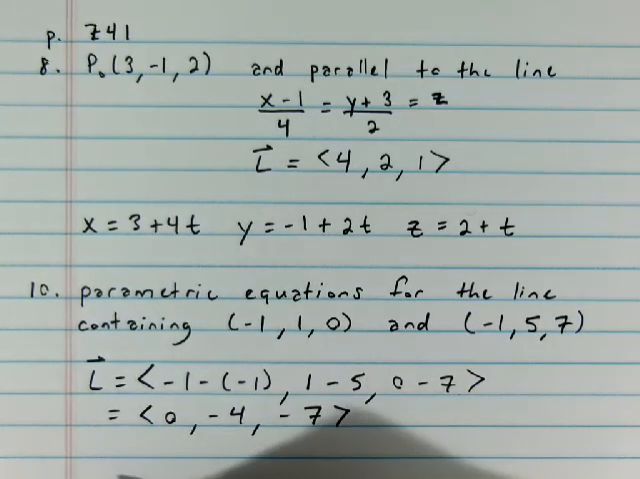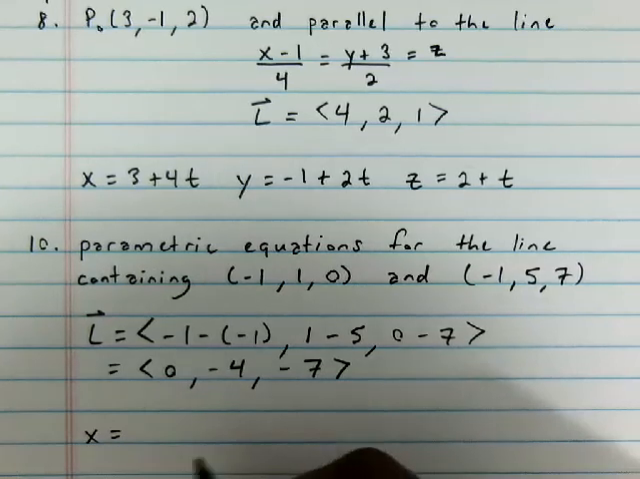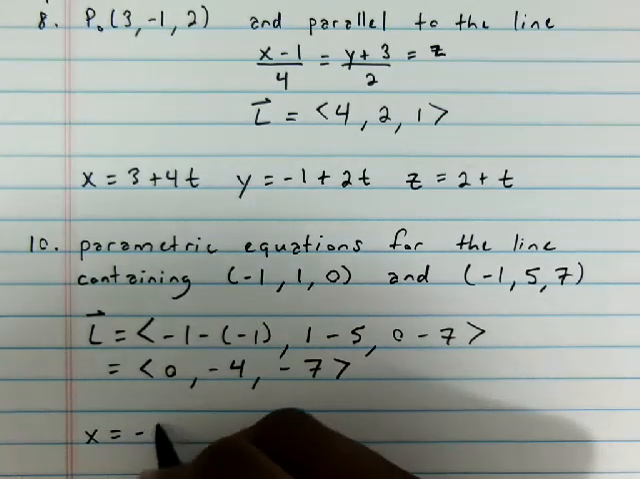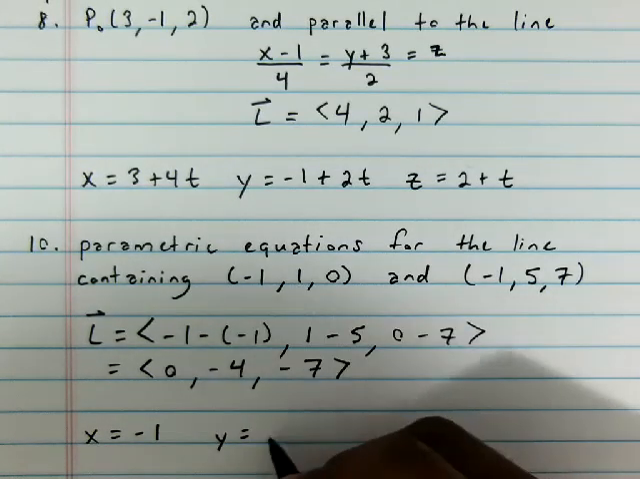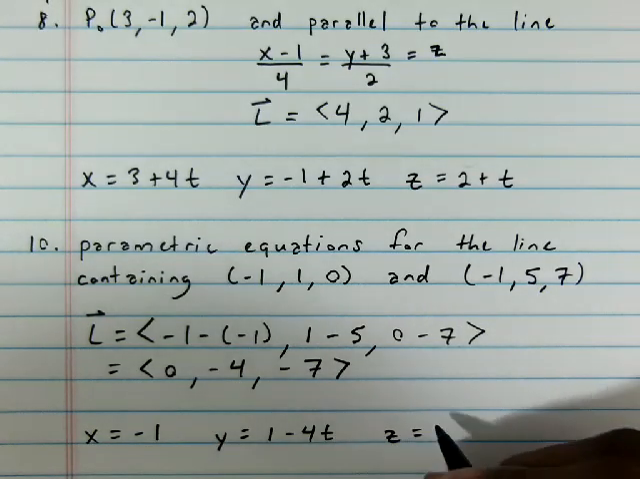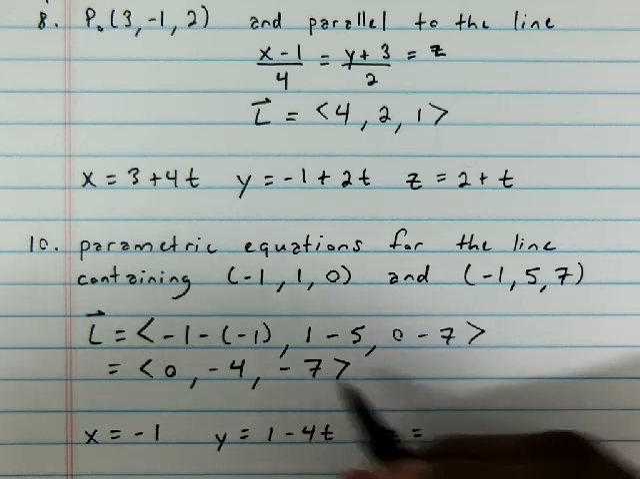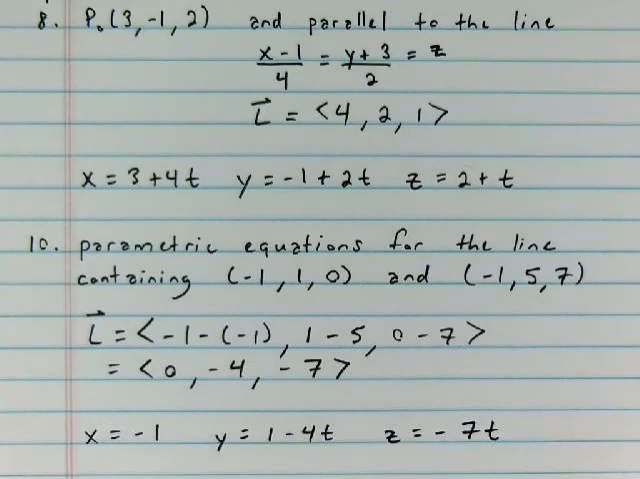So now we have our parametric equations, which is what they asked for, correct? Yes. So our parametric equations are x equals x naught, which is -1, plus 0t. Then y equals y naught, which is 1, minus 4t. And then z equals z naught, which is 0, minus 7t. And those are the parametric equations for our line. All right, so that concludes what we'll do in 11.5, and we'll move on to 11.6 in our next video.